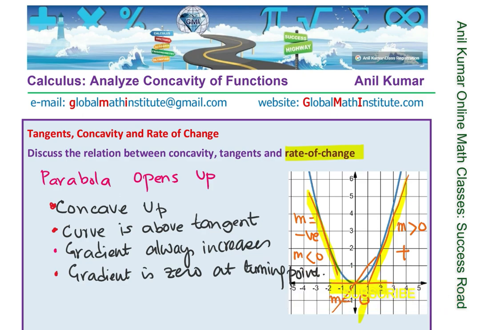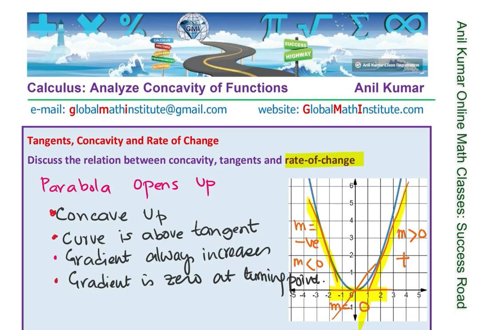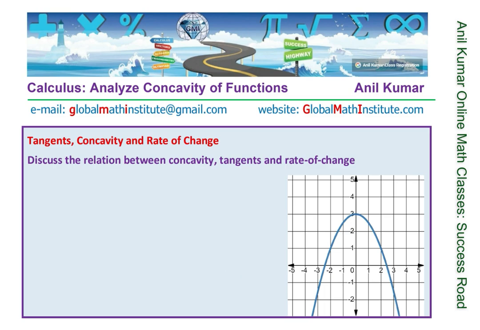Perfect. So these are key features which we notice when we have concave up in the graph. The tangent is always below the graph. It is always increasing as you move from left to right, and at turning points the gradient is 0, slope is 0. Perfect. Now let's analyze the parabola which opens down, as I have taken here.